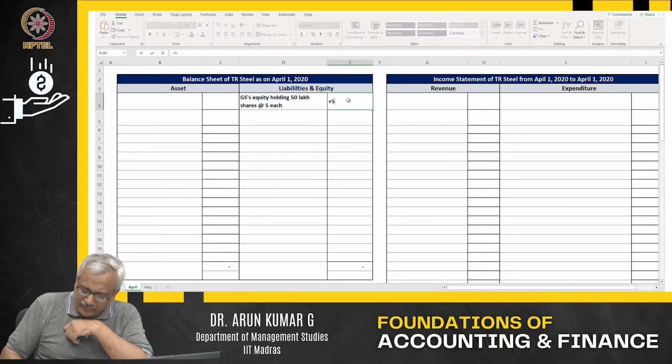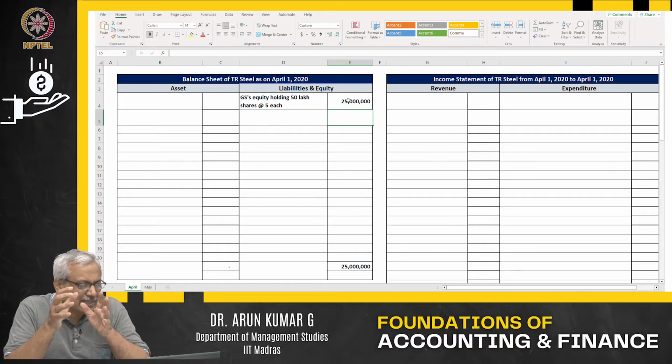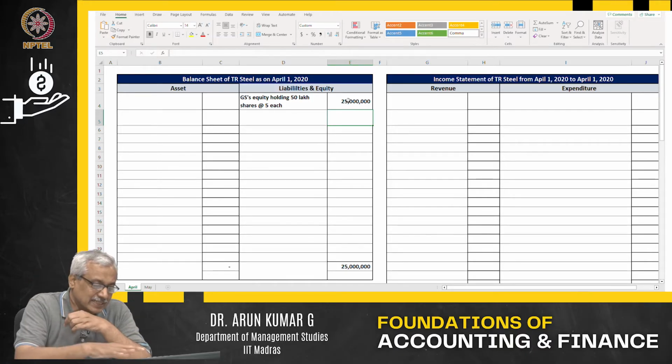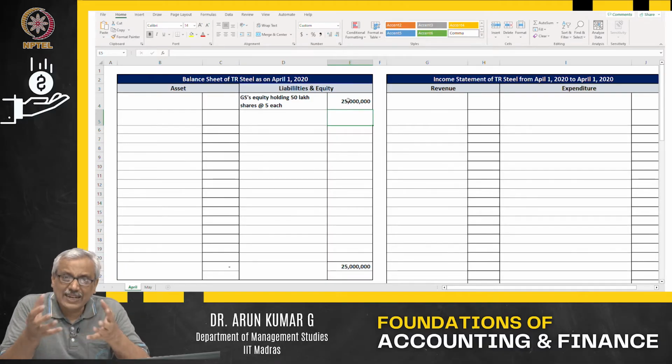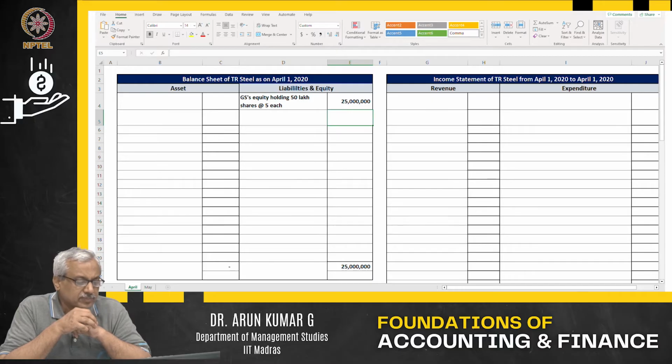Now if you look at 50 lakh shares, value of each share is 5 rupees, and this is the number of equity. That is, TR Steel as a company has got capital. The company owes that money back to the investor at some stage. Liabilities plus equity, equity has come in. Now the cash has come in. The cash means money. GS has deposited a check for about 2.5 crores, or 25 million, whatever.